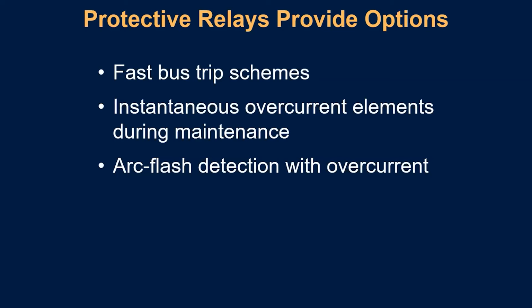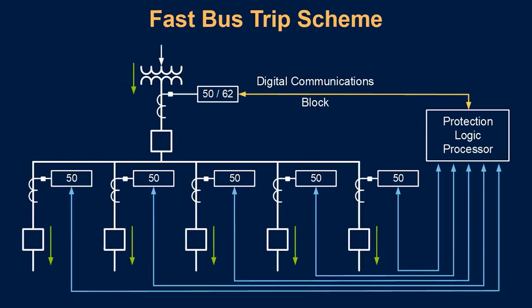I mentioned the term selectivity, and we're going to use time as a means of establishing selectivity. But what if I could use something else? What if instead of time, I could use communications? If each of these feeder relays had a way to tell the main relay that it saw a fault downstream, then the main relay wouldn't have to rely solely on time to know when it should trip and when it shouldn't.